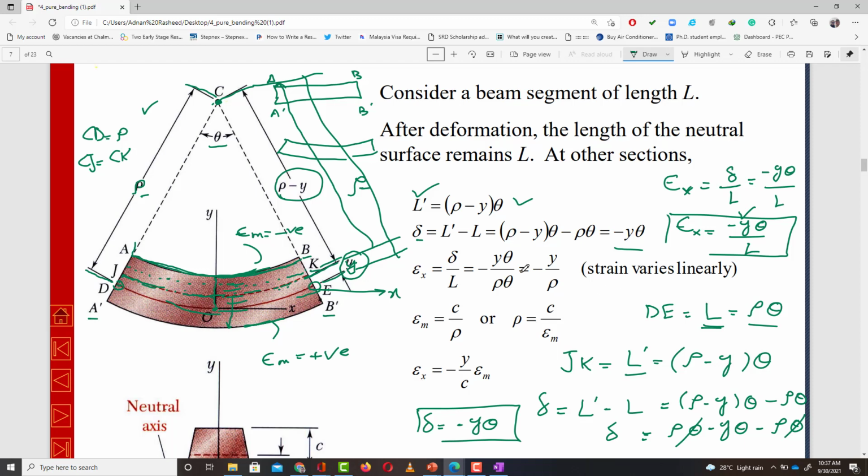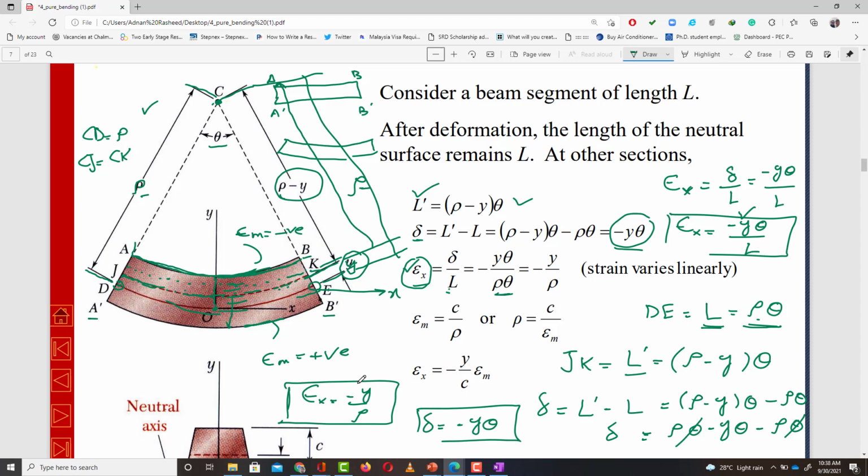Clear? Yes. Okay, so we see that strain is equal to change in length divided by original length, and change in length is minus y into theta, and original length is L, and this original length is already rho into theta. Clear? This is shown over here. So in short, strain in x direction is equal to minus y over rho. Clear?